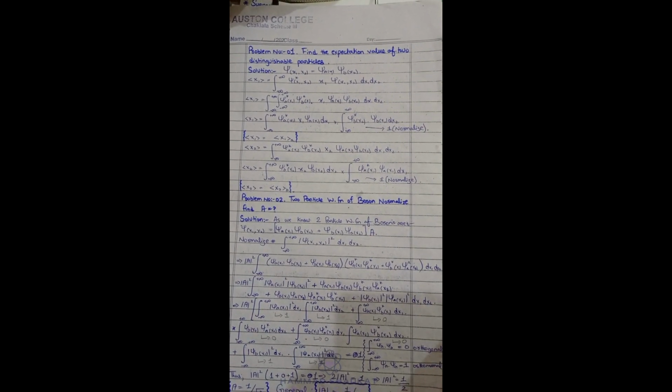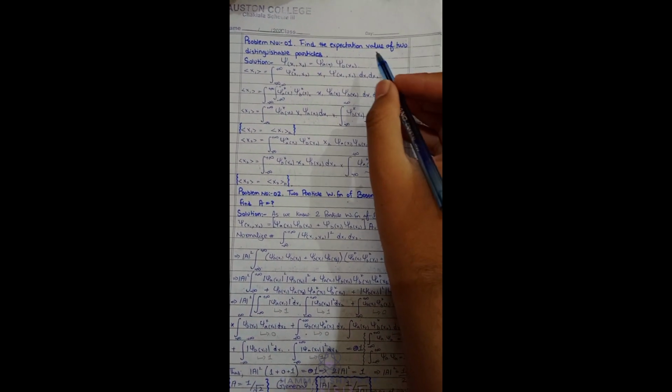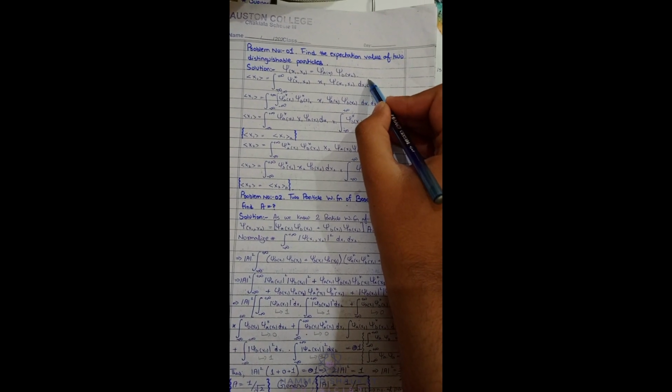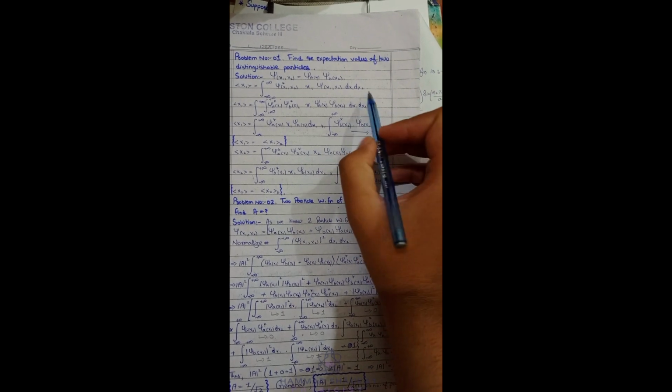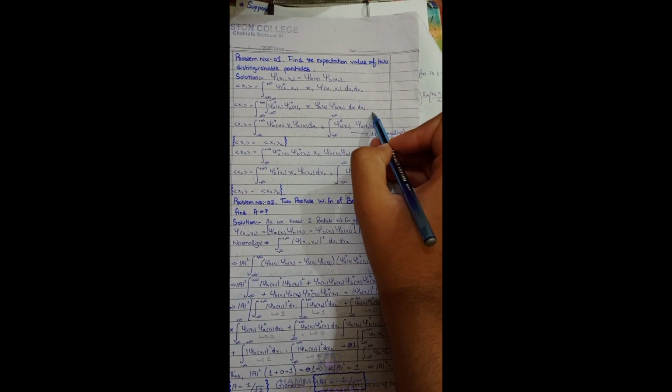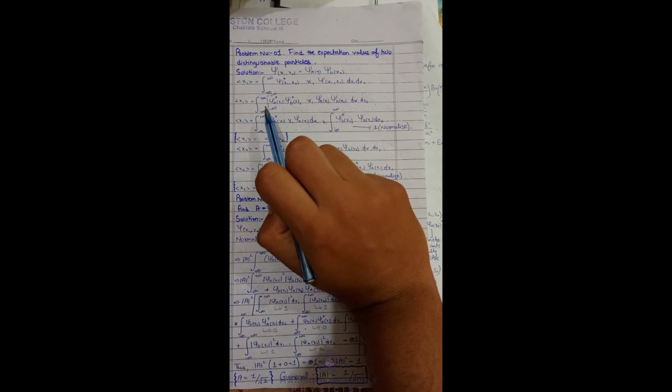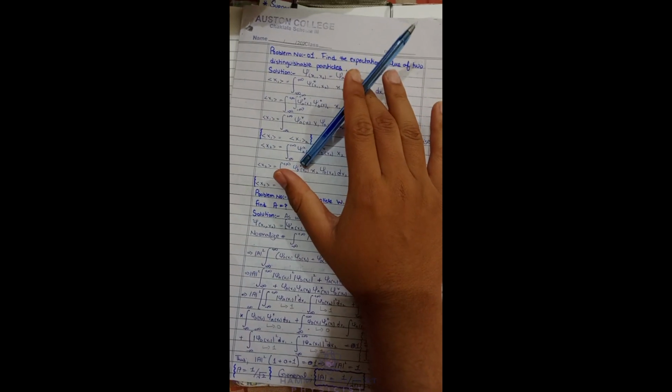What if it says find the expectation value of three distinguishable particles? You just have to take one more wave function c along with x3, and you have to integrate dx1, dx2 and dx3. You have to take a triple integration. Understood? Okay.